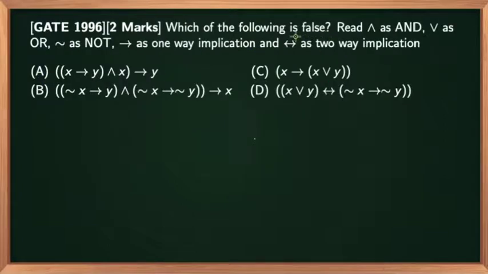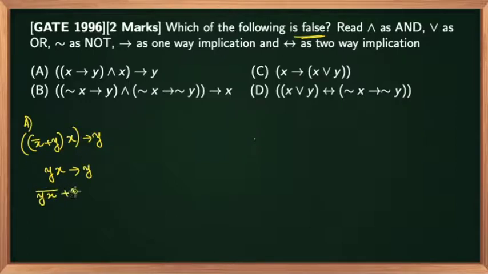Which of the following is false? Okay, so let's see the first choice, A. We have X implies Y, that is (X bar plus Y) into X, implies Y. So that's equal to YX implies Y. This should be true, because if you have Y and X, you can always say the value of Y, right? That's what it says anyway. Let me continue like this. So we'll get (YX) all bar plus Y. That's equal to Y bar plus X bar plus Y. So Y plus Y bar will be true.